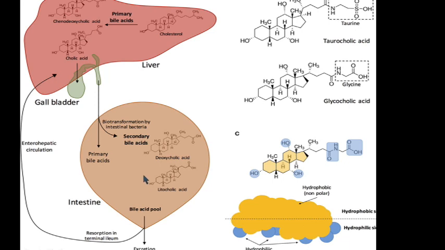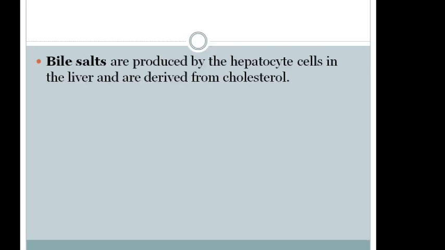Okay, so this is all about the bile salts. Now coming to the next point: bile salts are produced by the hepatocytes in the liver and are derived from the cholesterol. So bile salts are derived from the cholesterol.